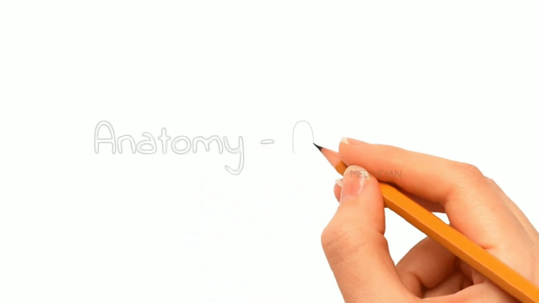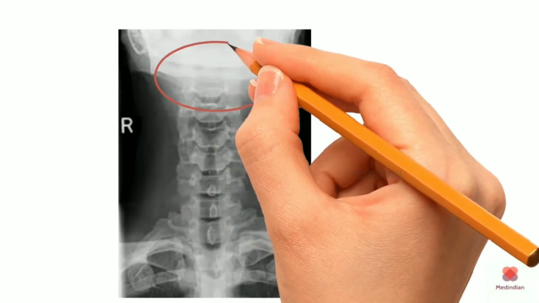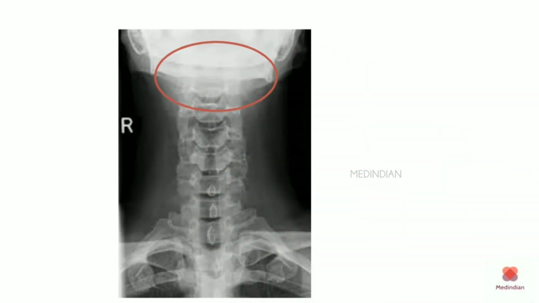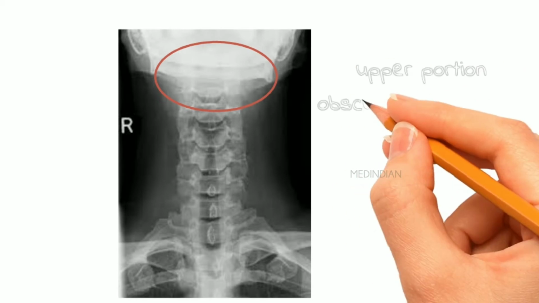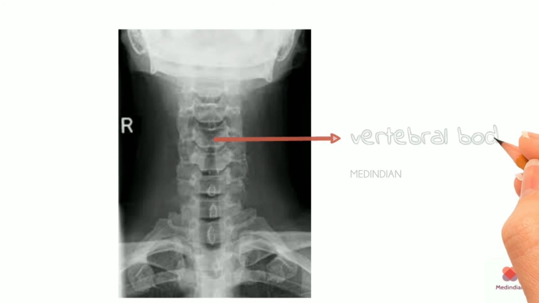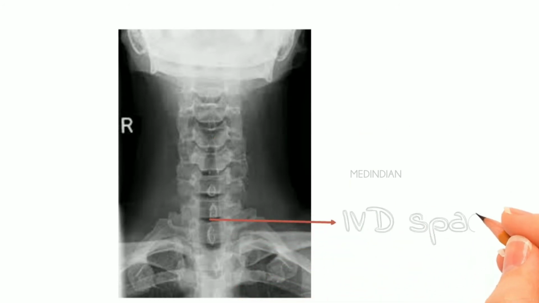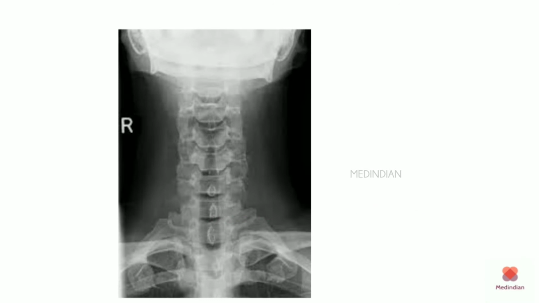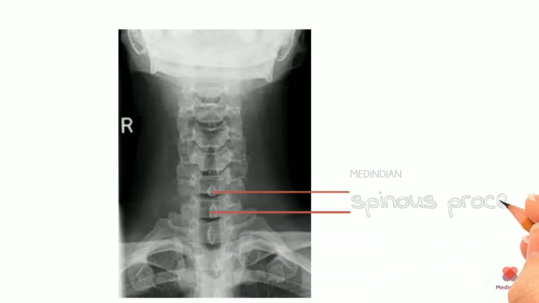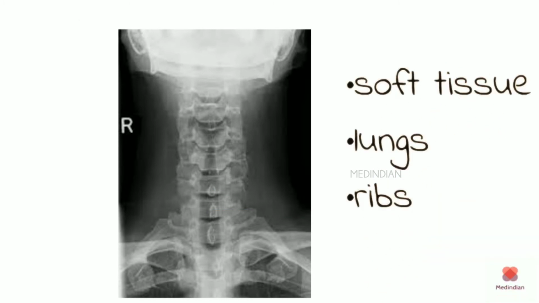Now let's identify some anatomical structures seen in an AP view of a cervical spine X-ray. Usually, the upper portion of the cervical spine is obscured by the overlying mandible. Here also, look for the vertebral body, the intervertebral disc space, spinous processes. Identify the soft tissues, lungs, and ribs.